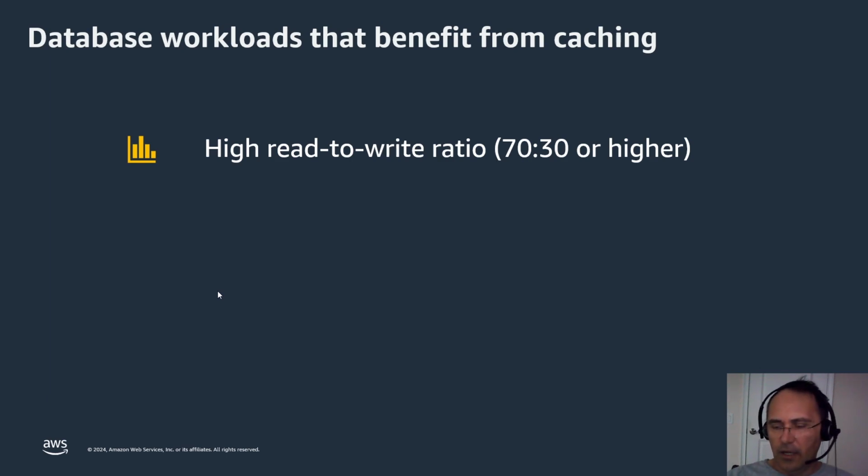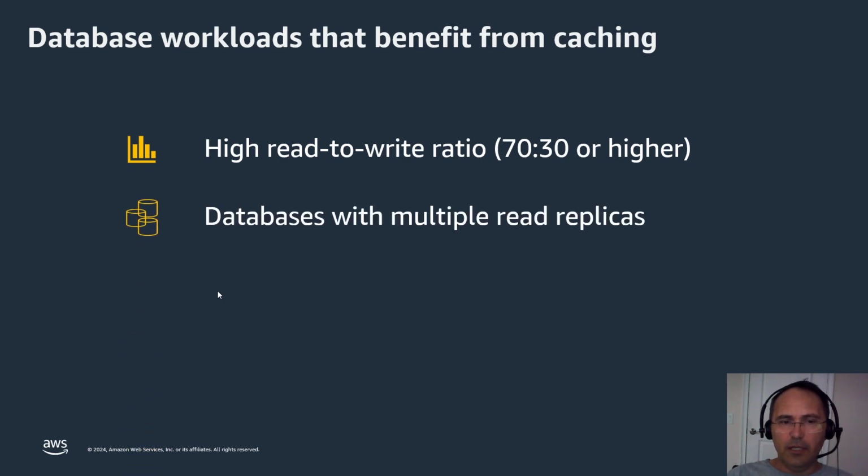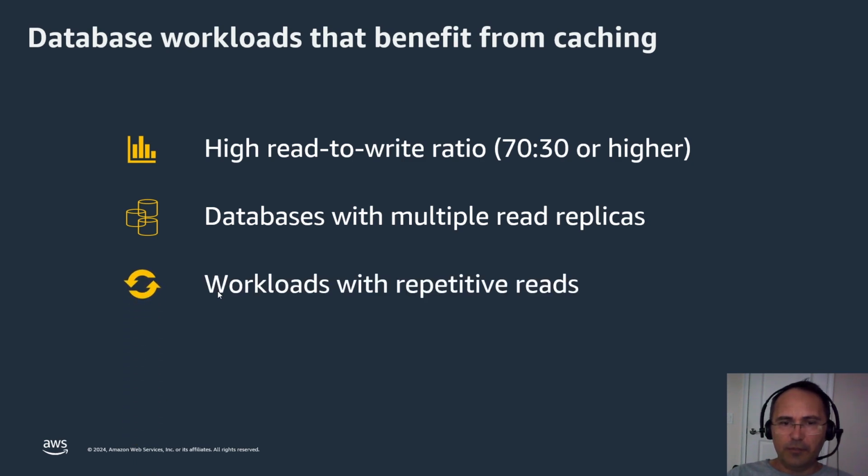70/30, it's ideal. Higher than that, it's even better. So the higher the read to write ratio, the better the workload is for caching. Next, if your workload has a database with multiple read replicas, it kind of gives it away. You have multiple read replicas because the database is doing a lot more reads and had to scale out. This is one of those examples of scaling out, adding multiple read replicas. So that's another good indication that this workload is a good candidate to be paired with the caching service.